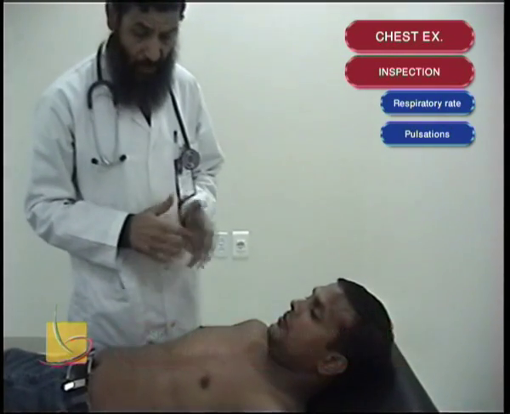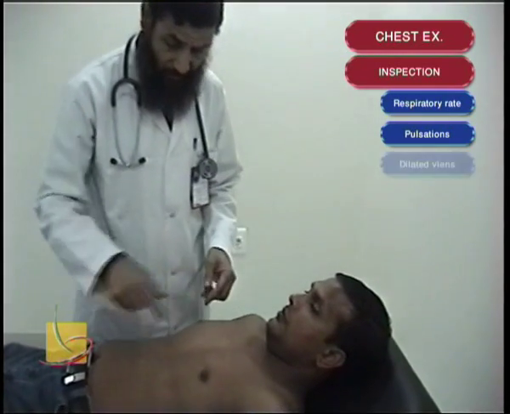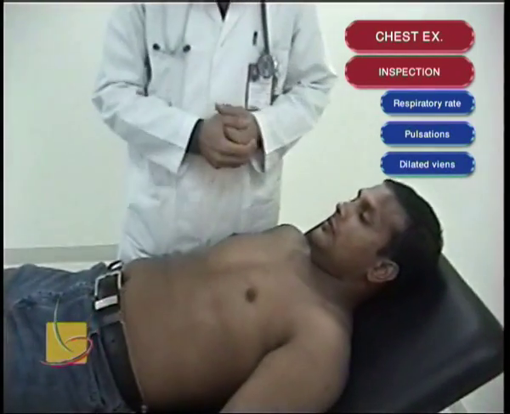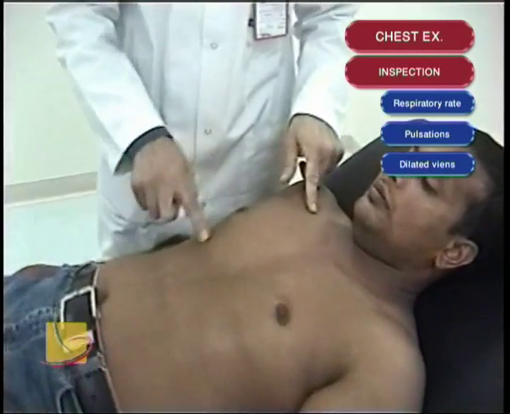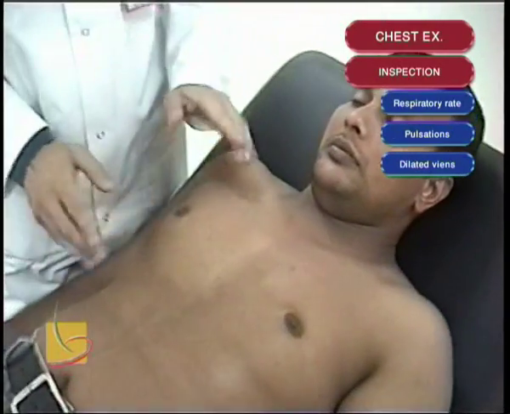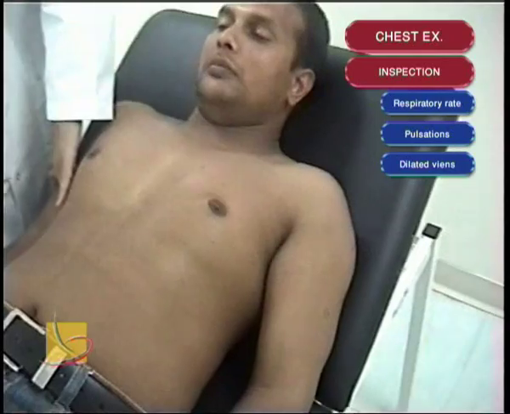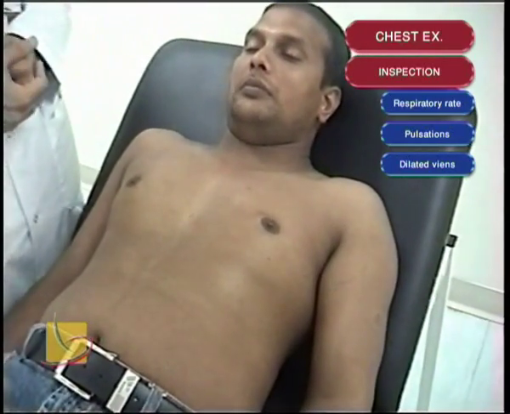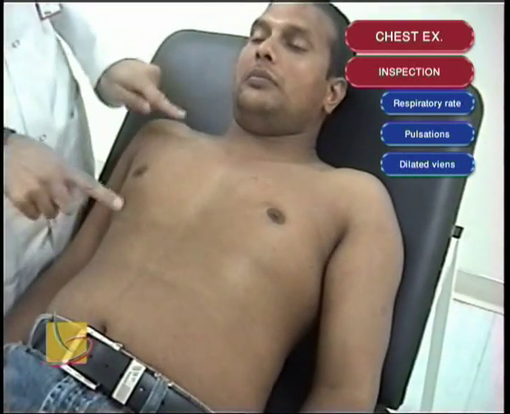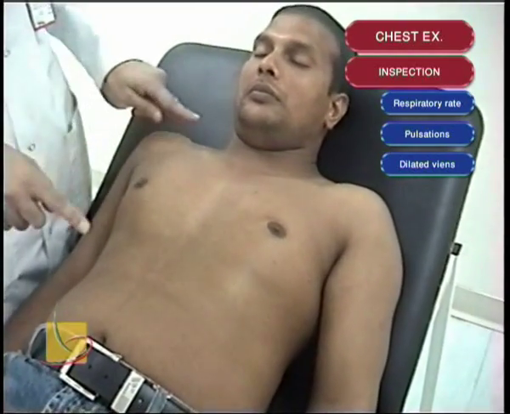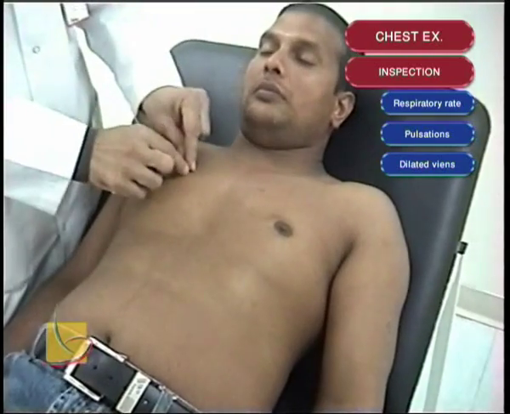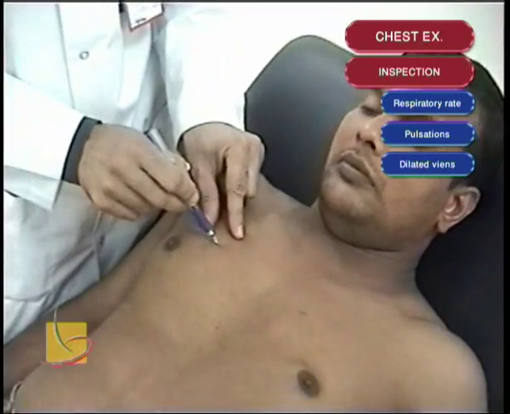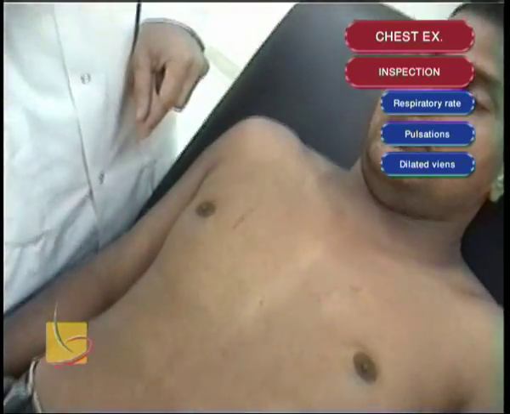And then look for any other dilated veins here or there, because sometimes in a patient with superior vena cava obstruction, you get dilatation of the veins of the chest. They can be anywhere in the lateral, in the anterior, or even on the posterior aspect of the chest. If there are any dilated veins, then you have to look for the direction of blood flow. Suppose that we have, sorry, can I put a small mark? Suppose that this is a dilated vein.